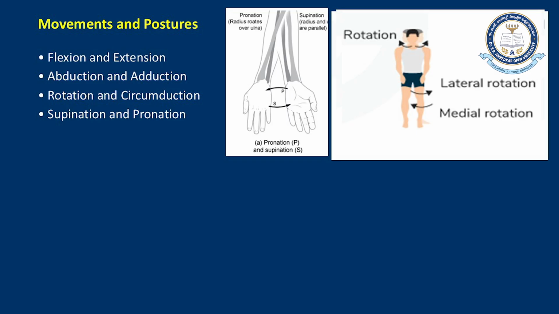Then supination and pronation, like I said. To remember this, I would say pronation, P, just make it into B, like blessing, as if your hand is turned around as if it's blessing. This position is called pronation, and the opposite, with the palm facing up, is supination.